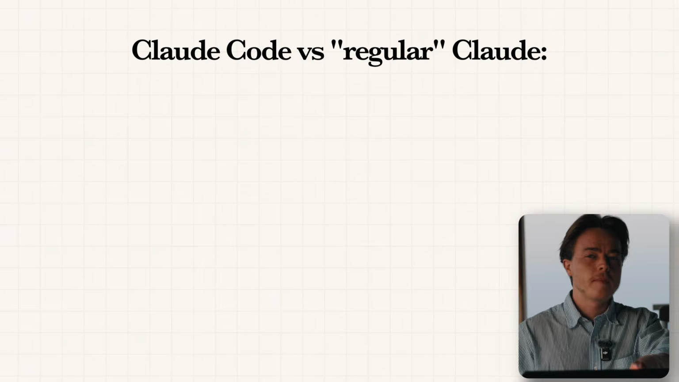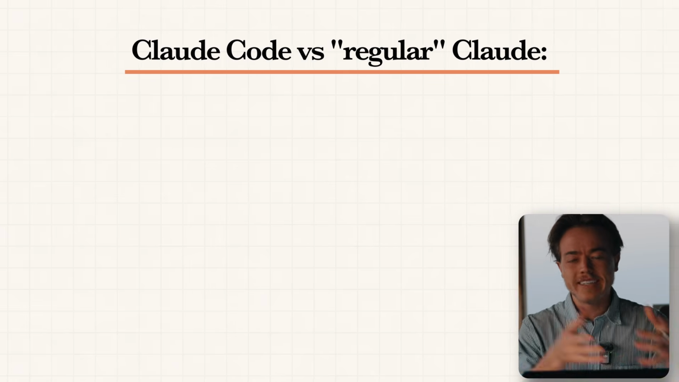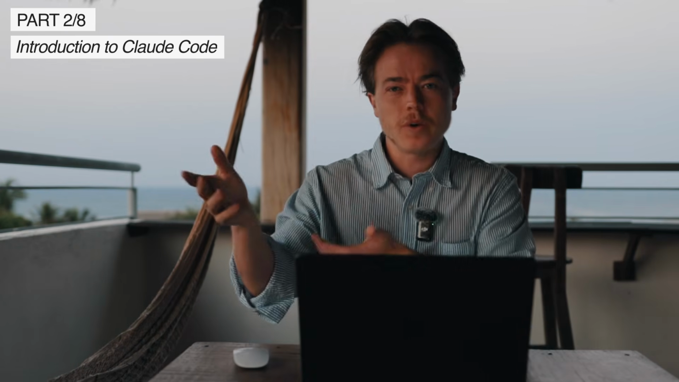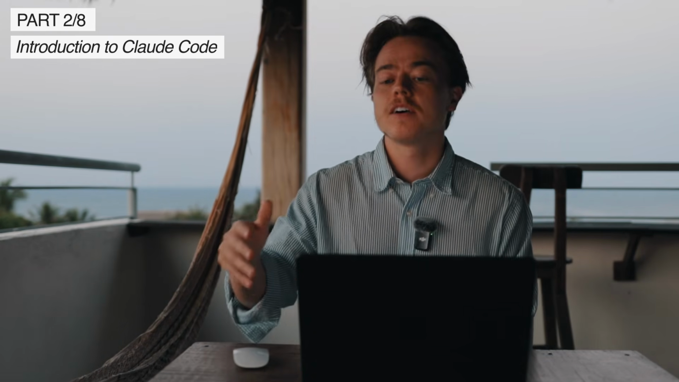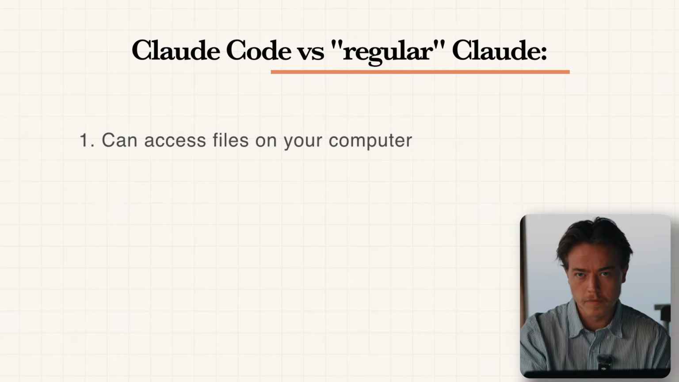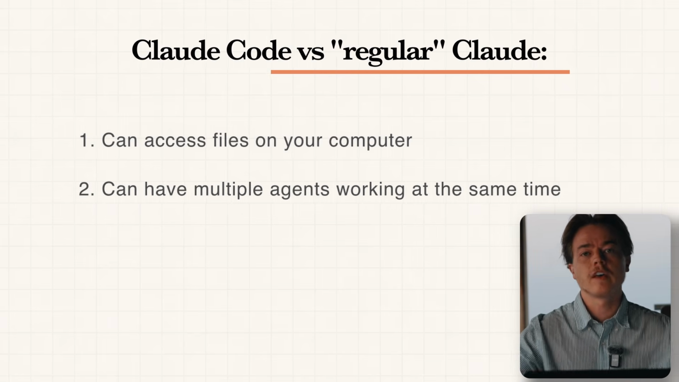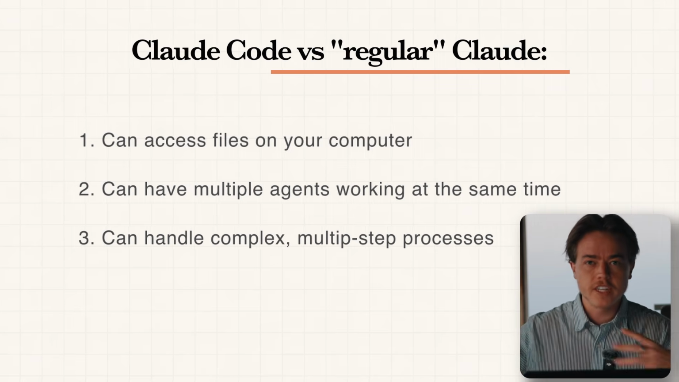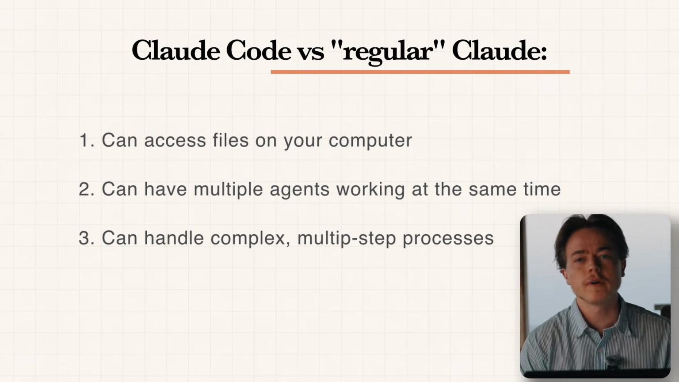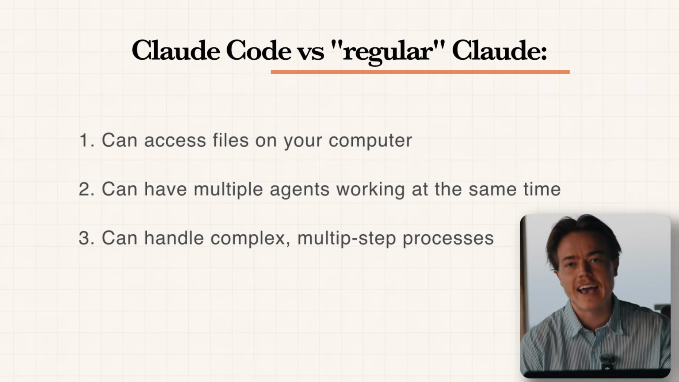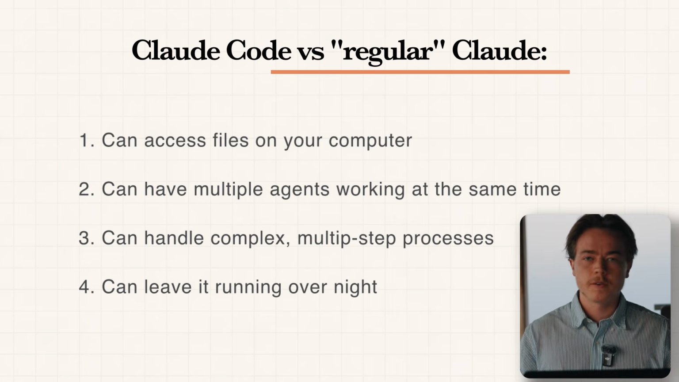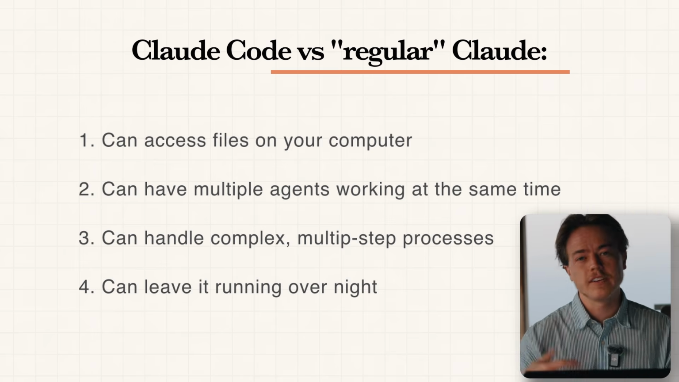So to start, let's talk about what makes Claude Code different from regular Claude, like Claude in the chat. Because you can do coding in regular Claude, but Claude Code has a number of advantages. First, it can access files on your computer. You can have multiple agents working for you all at once. Part of the genius of Claude Code is it breaks things down in a progression, and so you can do much longer and much more complex tasks than you could with regular Claude. And then you can leave it running overnight when your computer isn't on. You don't actually have to be there for things to be happening.